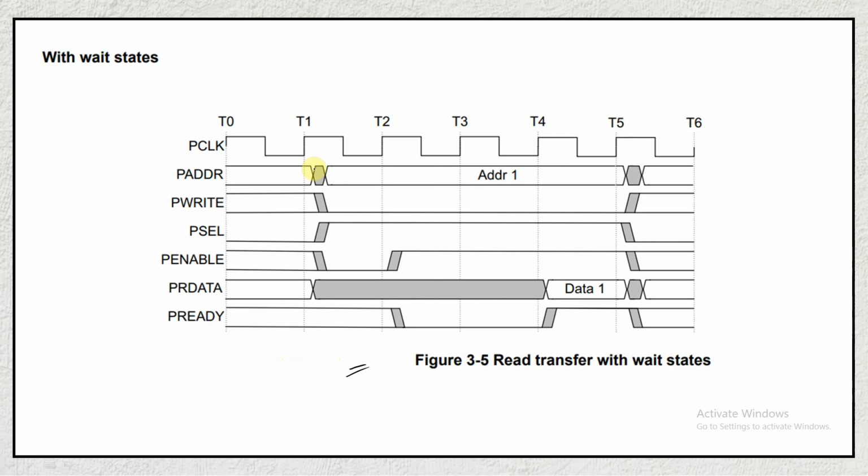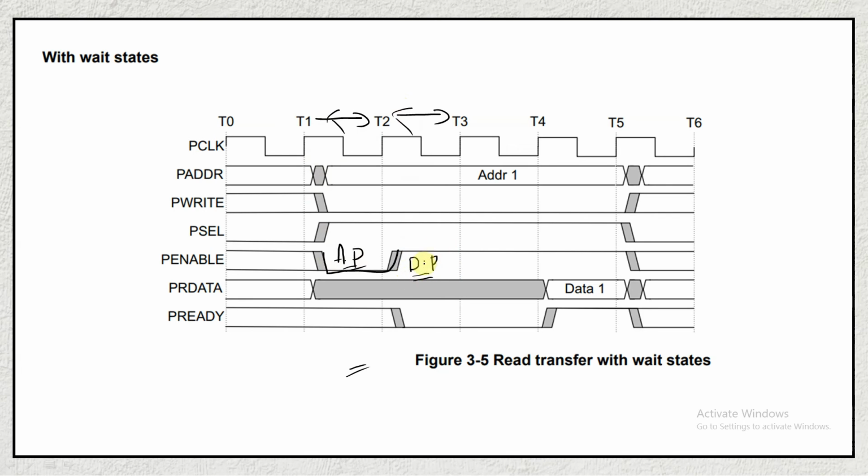So coming to this particular example, in the T1 to T2 clock cycle, your PENABLE was equal to 0. That means the master has started an address phase. Now in the T2 to T3 clock cycle, your PENABLE was equal to 1. Then that means the master has started a data phase.